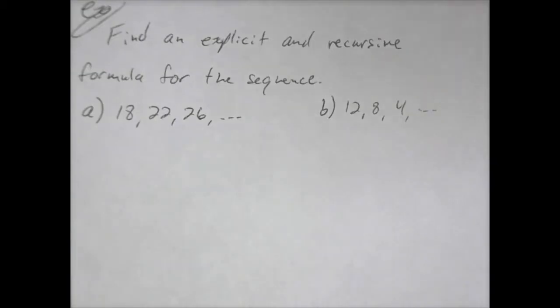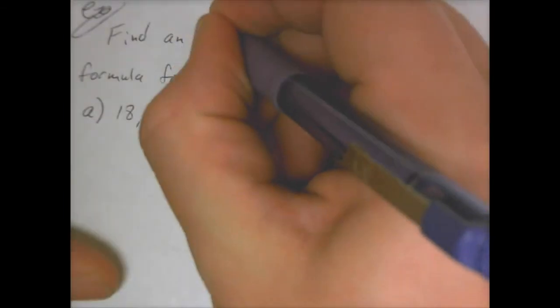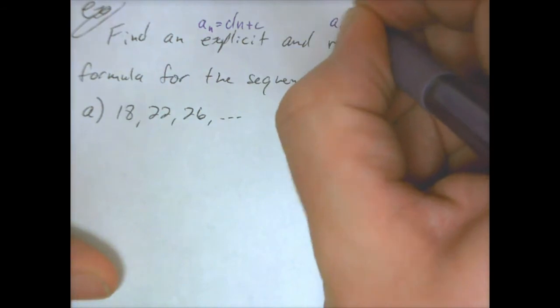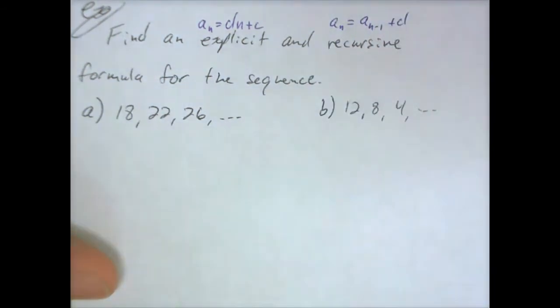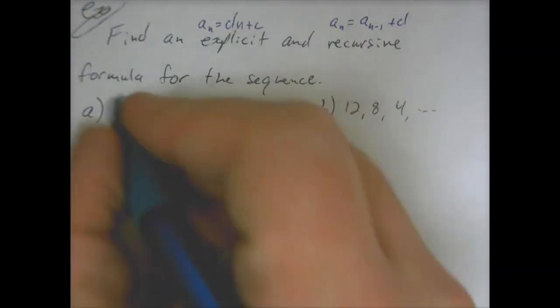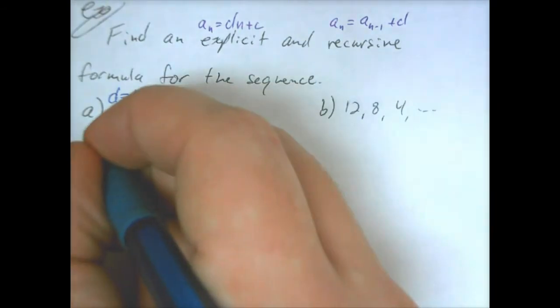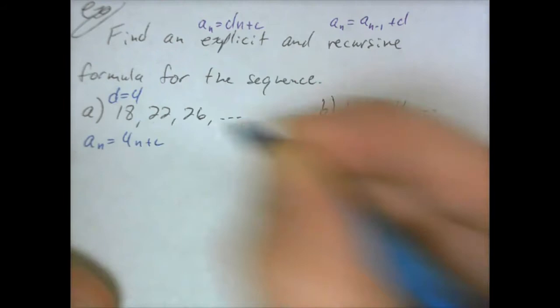Sweet. All right, for these two examples, it says find an explicit and recursive formula for the sequence. Our explicit formula is at least dn plus c. Our recursive is at least a sub n equals a sub n minus 1 plus the difference. So in both of these, I need to know the difference. It looks like in this one, my difference would be 4.